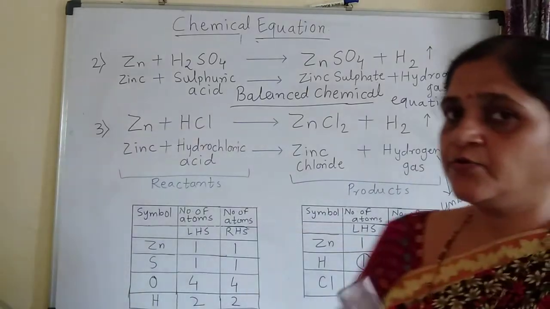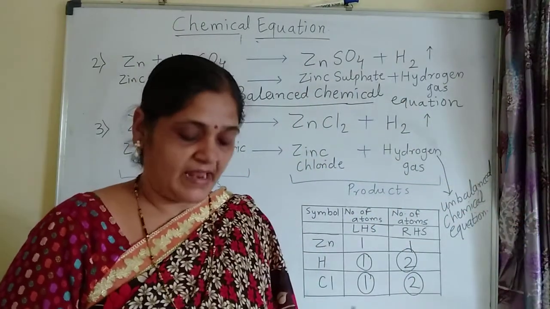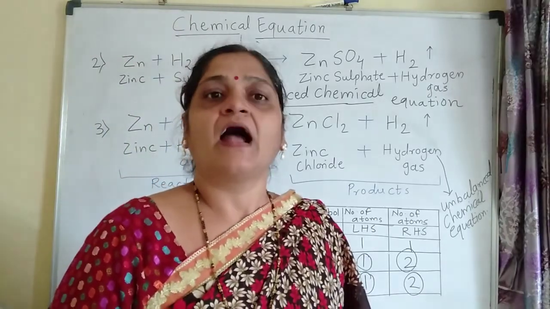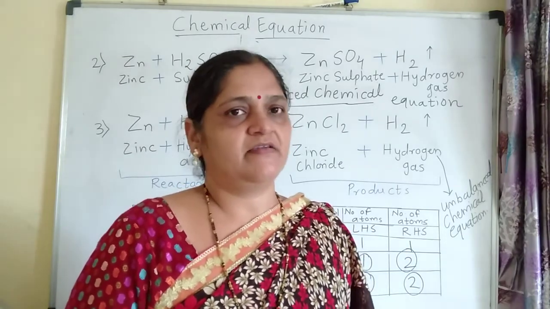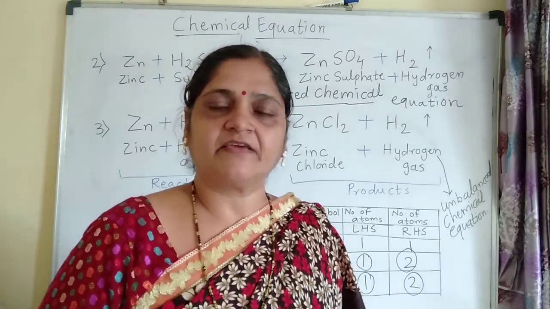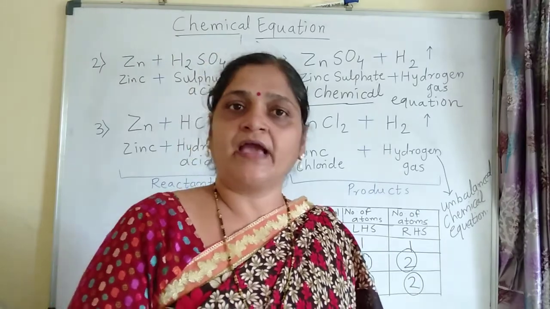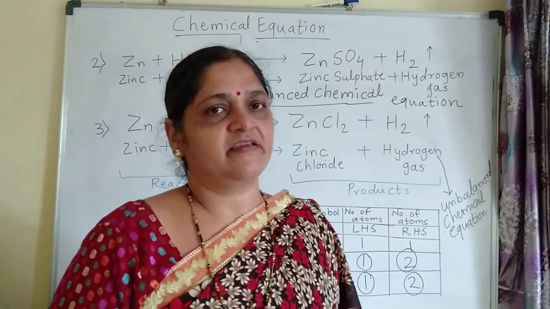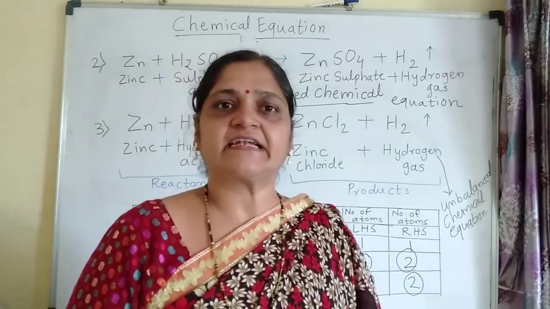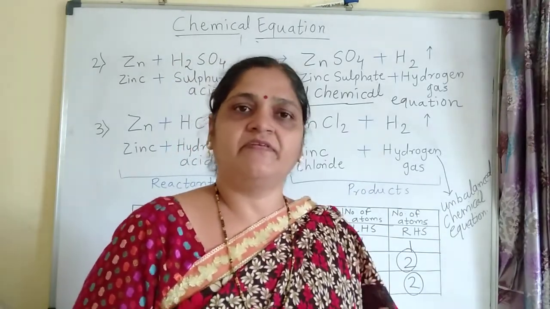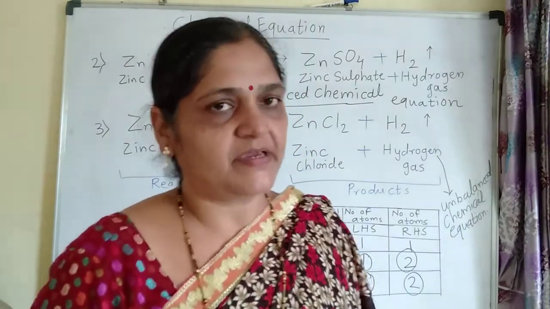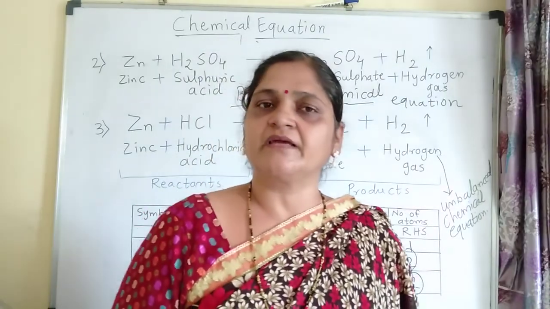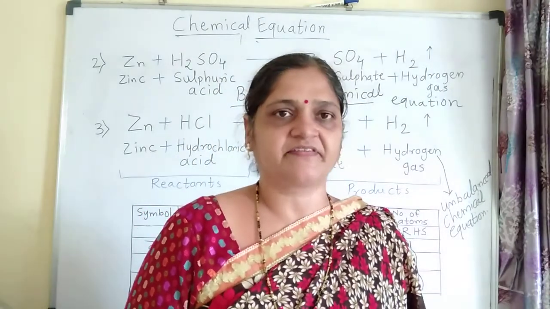So student, you got what is the meaning of a balanced chemical equation and what is an unbalanced chemical equation. And not all chemical equations we get are in balanced form. We have to balance those equations. And these unbalanced chemical equations are also known as skeletal equations. When we learn how to balance a chemical equation, at that time we will see how we can make an unbalanced chemical equation into a balanced chemical equation form.